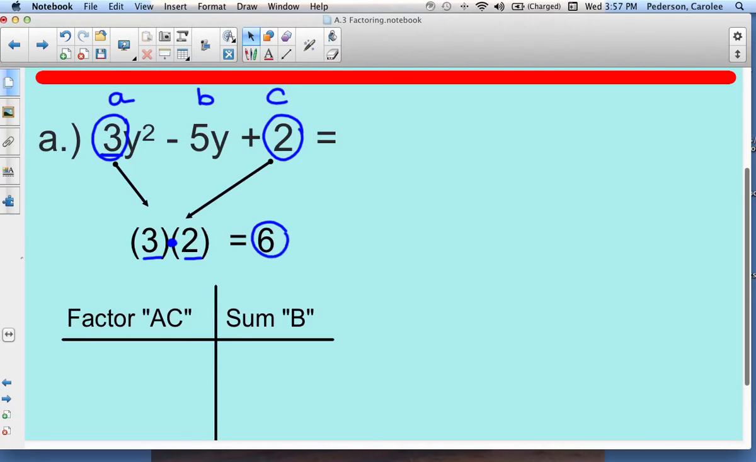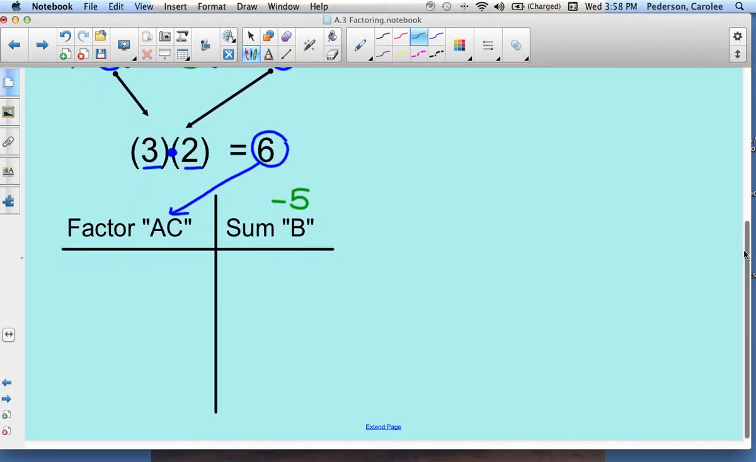Now we're going to go ahead and create a chart. We're going to factor AC. Then we want it to sum to B. This is our B term, -5. So now we're going to create a chart. We're going to factor 6. What are all the factors of 6?